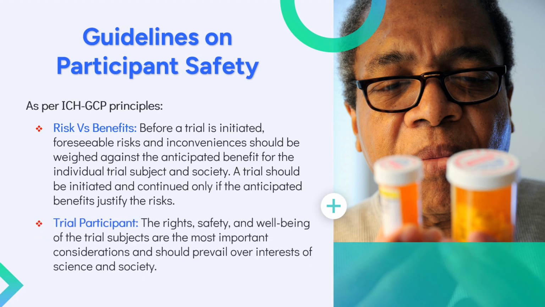The next fundamental principle, according to ICH GCP, is trial participant safety. All the rights, safety, and well-being of the trial participant are among the most significant criteria when it comes to the conduct of a clinical trial, and they should prevail over the interest of science and society. So a clinical trial does not mean experimentation on you, but it will always mean the betterment of medical treatment, and your safety will take precedence over the interest of science as well as society.